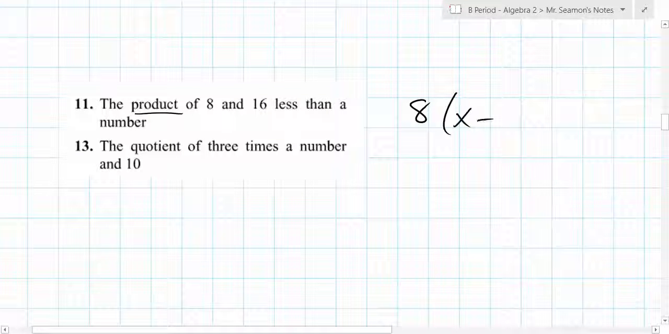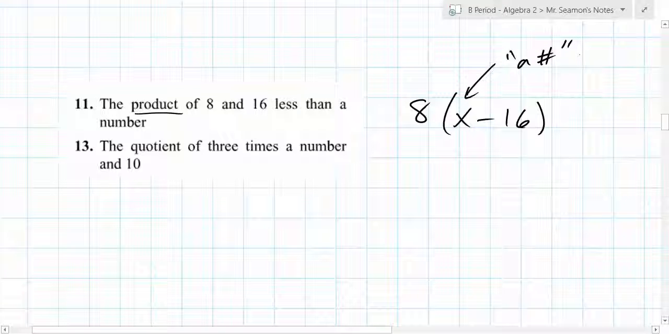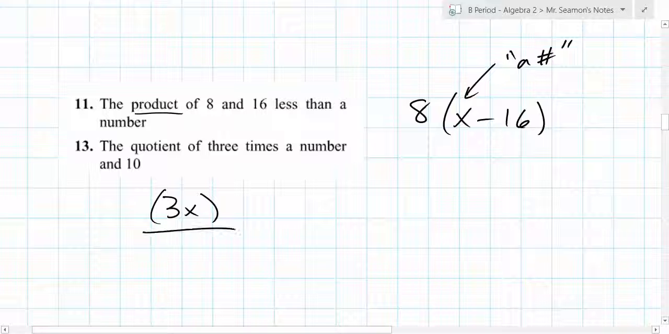X minus 16. 16 less than, this right here is a number, right? This is 16 less. So what about this one? The quotient of 3 times a number and 10. The quotient of 3 times a number and the quotient of the number and 10. That's it. Yep.